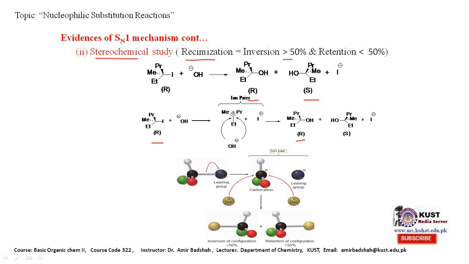It means the product obtained where the configuration remains the same as that of the reactant will have a lesser concentration. So that's why the product where retention is involved will be less than 50%, and the product where inversion takes place will have a concentration a little bit more than 50%.